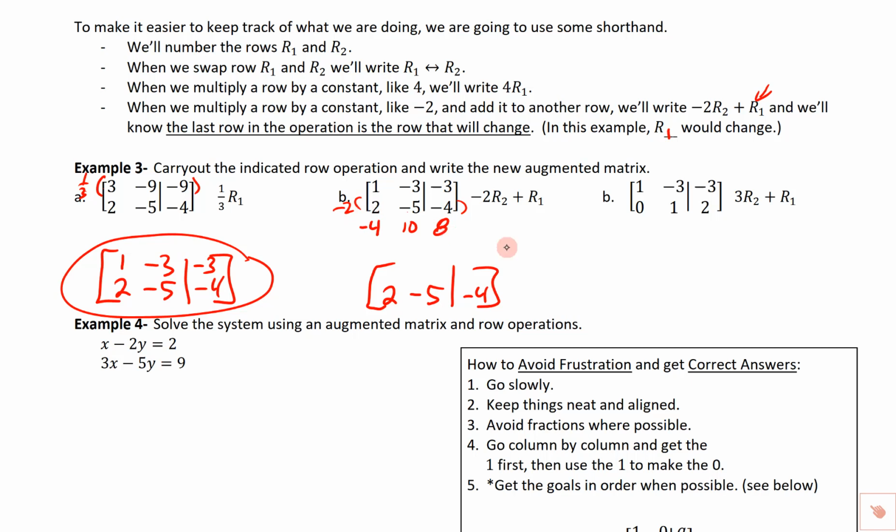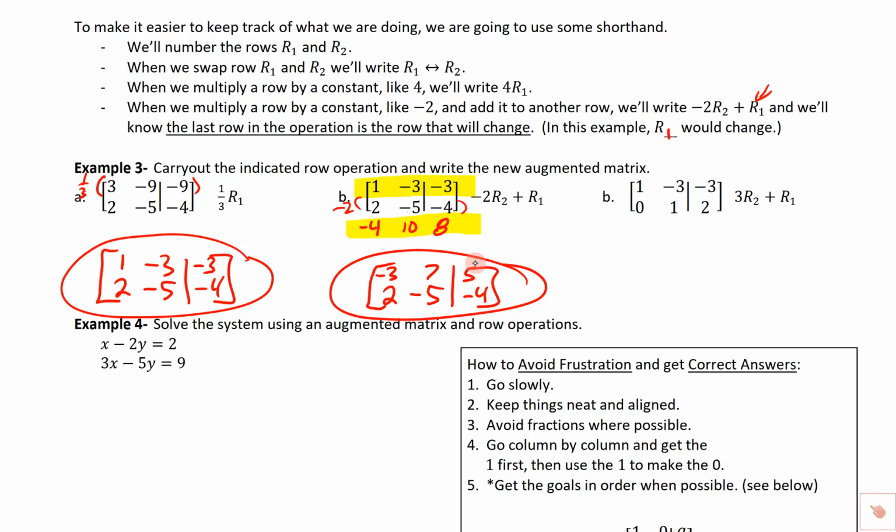So we've got that. Now what we're going to do is take this result right here, what we get when we multiply R2 by -2, and we're going to add it to row 1, and we're going to replace row 1. So here's what we're going to write down. We're going to have a 1 minus a 4, so that's going to be a -3. We're going to have a -3 plus 10, so that's going to be a 7. And we've got a -3 plus an 8, so that's going to be a 5. So this would be the new augmented matrix.